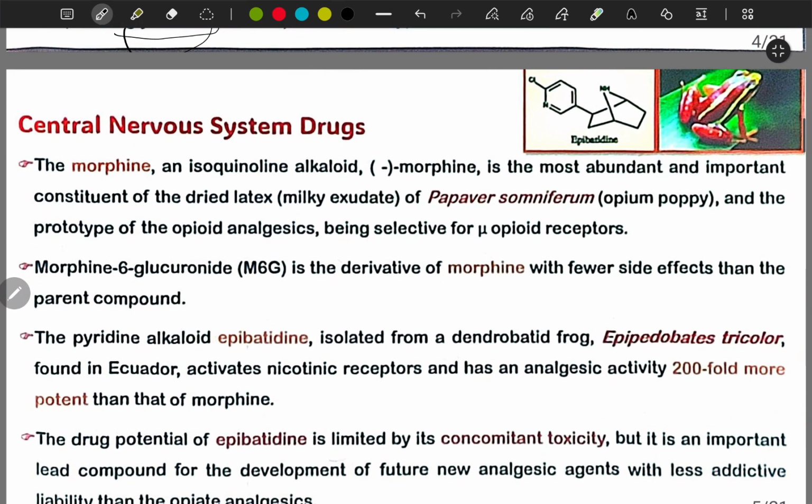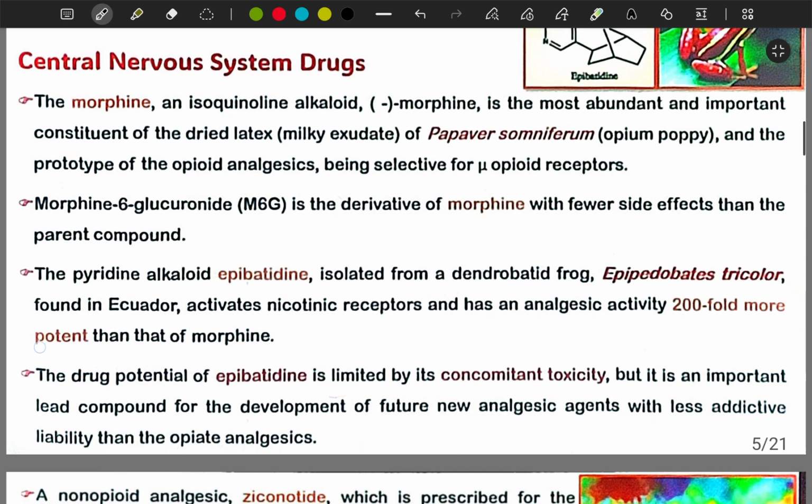Nervous system drugs. Morphine is the most abundant and important constituent of the dried latex of the opium poppy and the prototype of opioid analgesics, being selective for mu opioid receptors. Okay, morphine 6-glucuronide, M6G, is the derivative of morphine with fewer side effects than the parent compound.